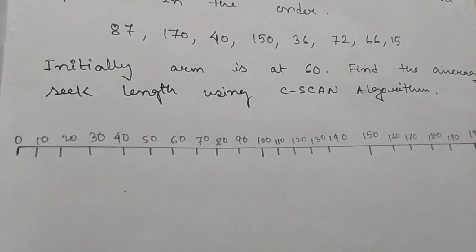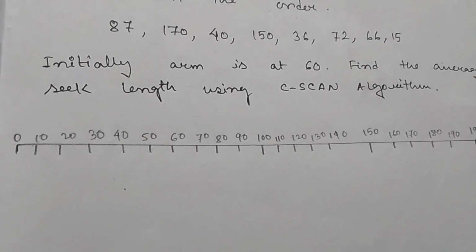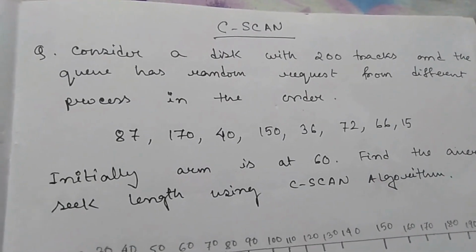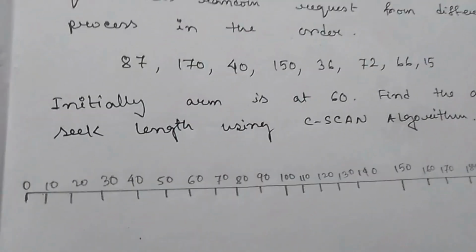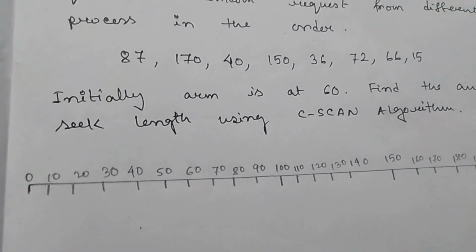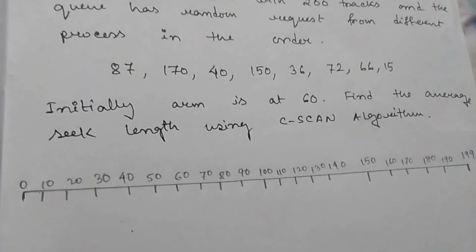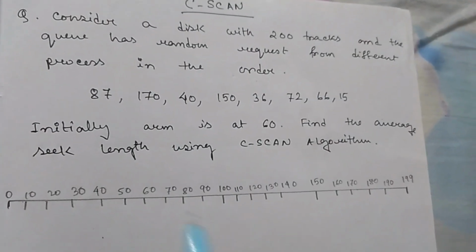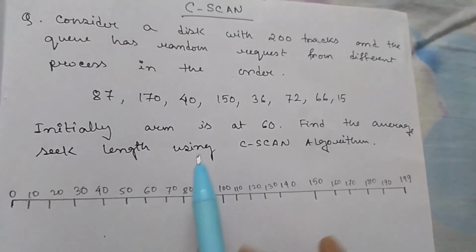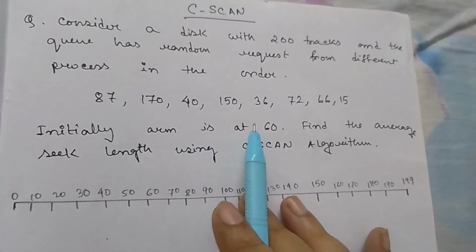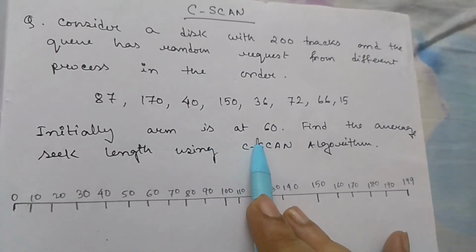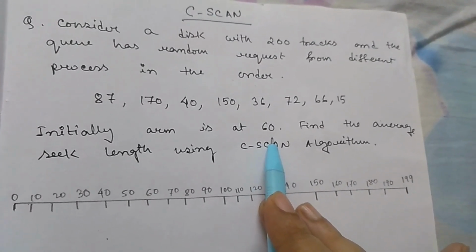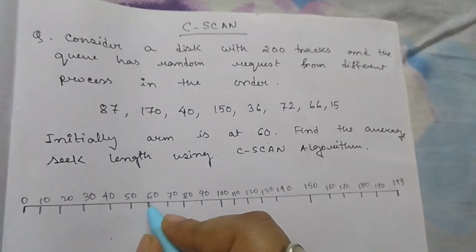This is a disk track length. In this question the total number of disk tracks is 200. For that reason it starts from 0 to 199, and the ready queue is given, as well as the starting point or the head position, which is 60. So let's start. The head point is 60.